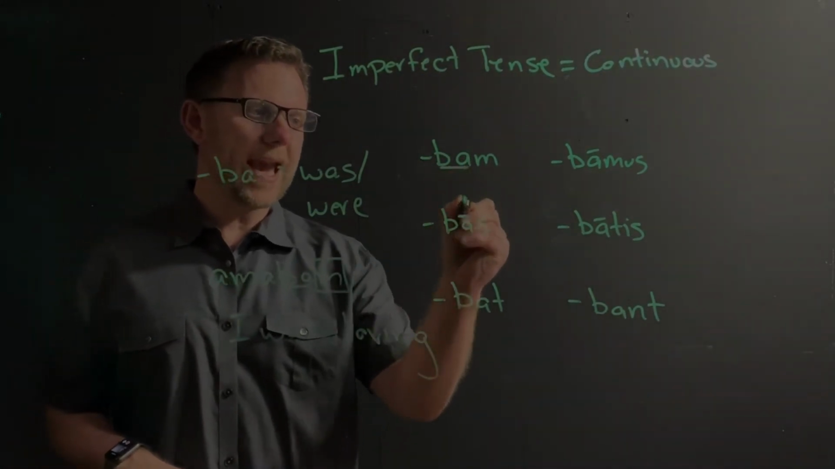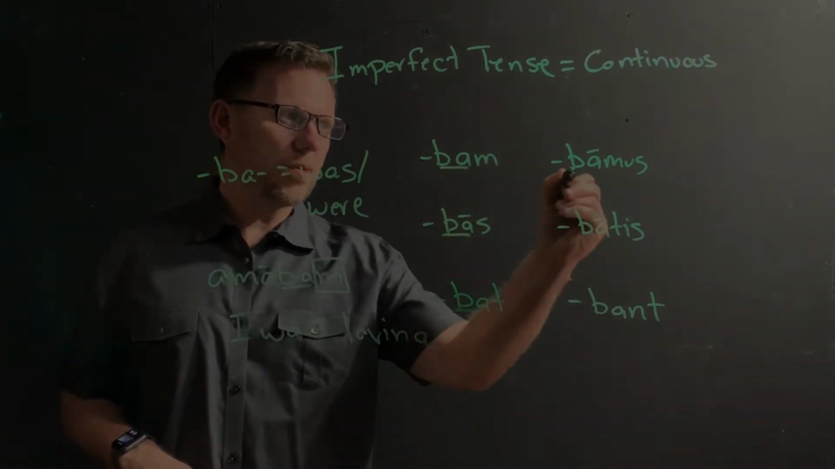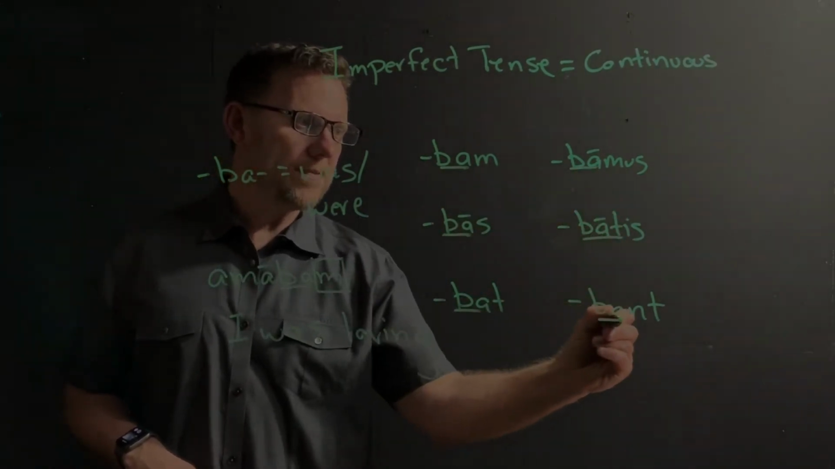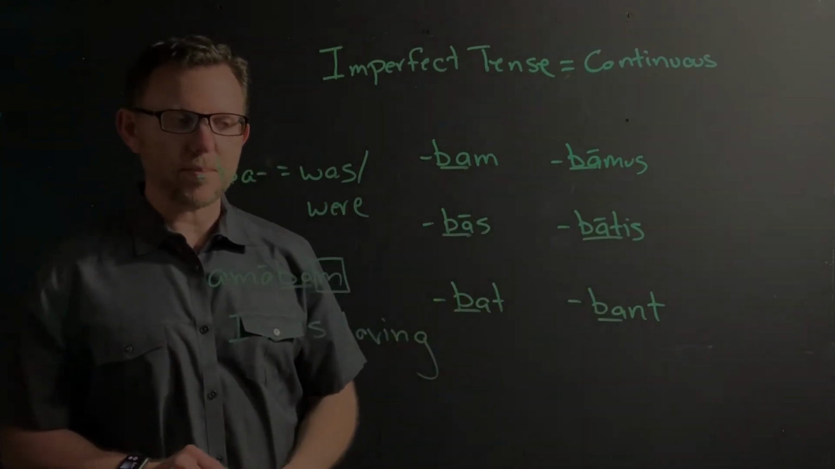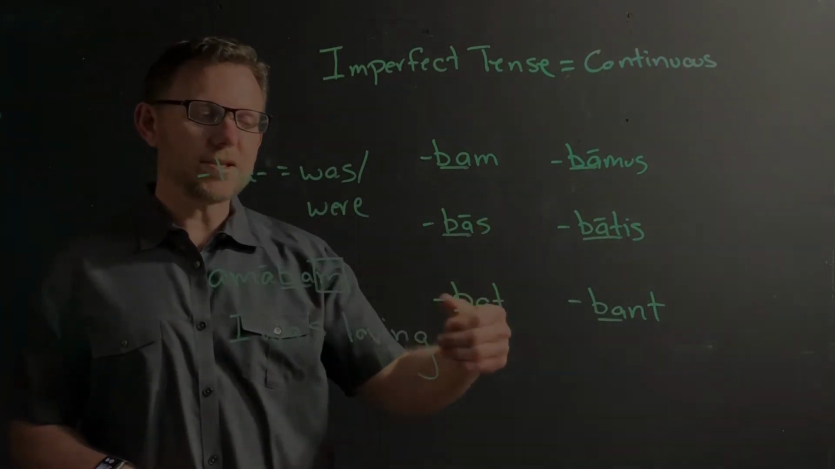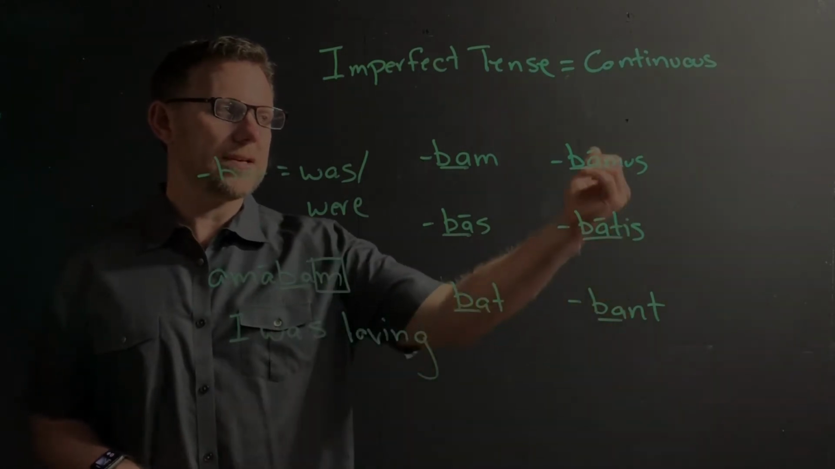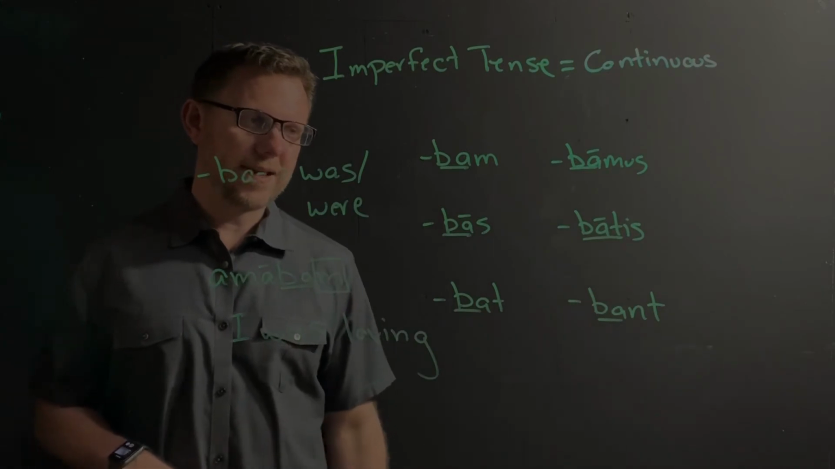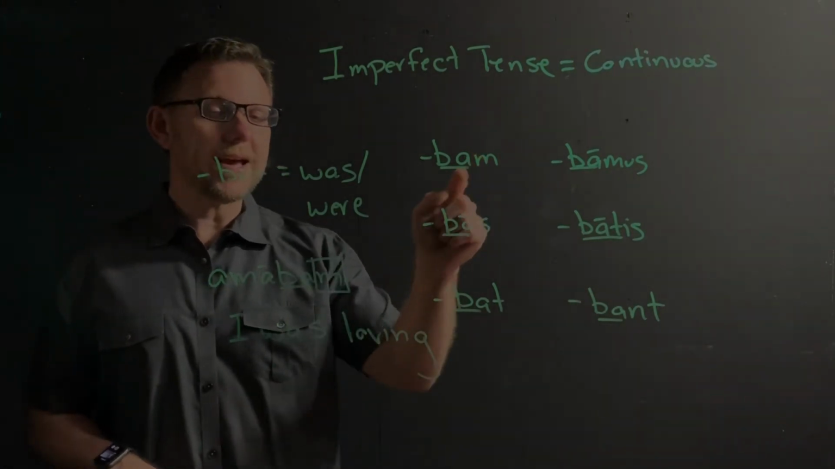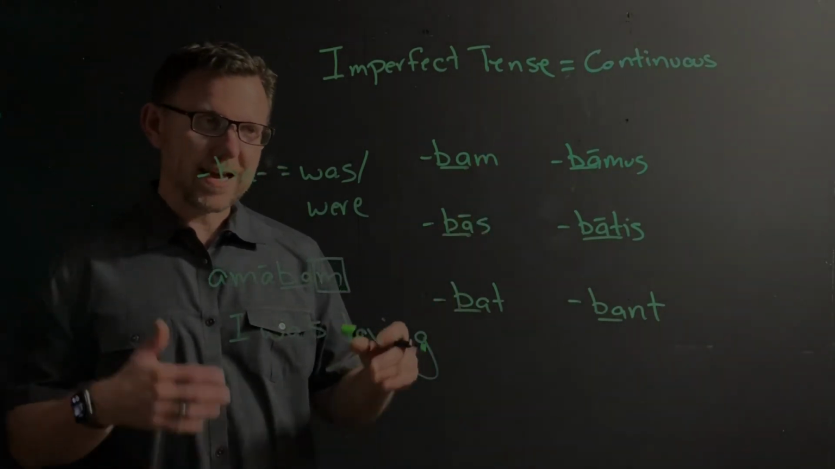So think of the BA as meaning was or were, and then translate these endings in the same way that you would translate them in the present tense. In other words, S means you, T means he, she, it, mus means we, tis means y'all, nt means they. And then the only thing that you have to remember is that the M, like the O, means I.